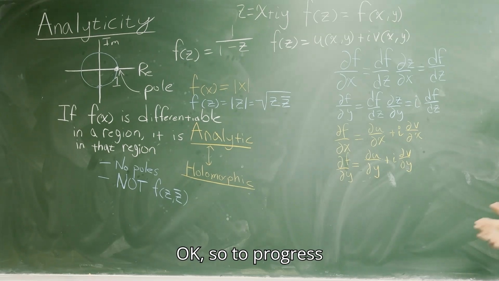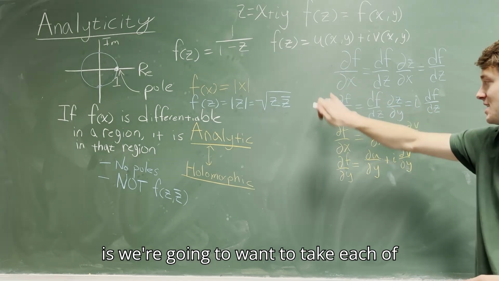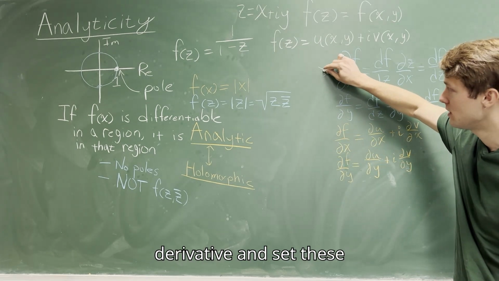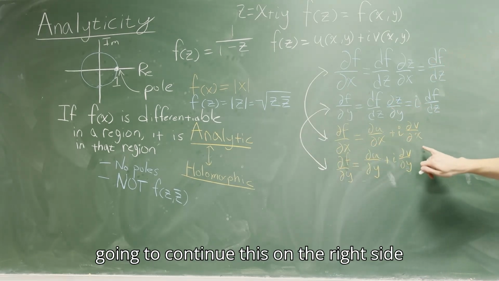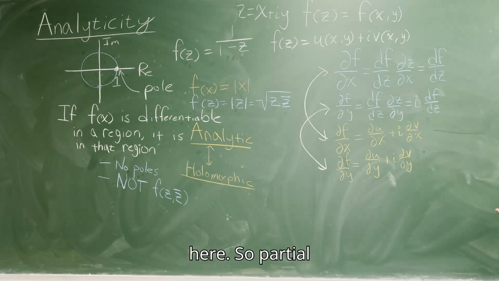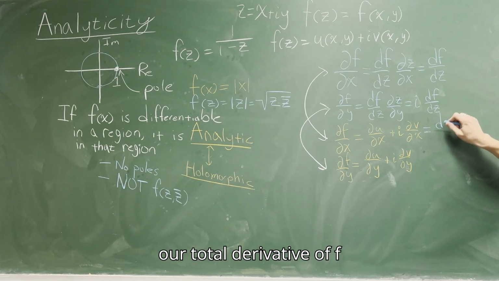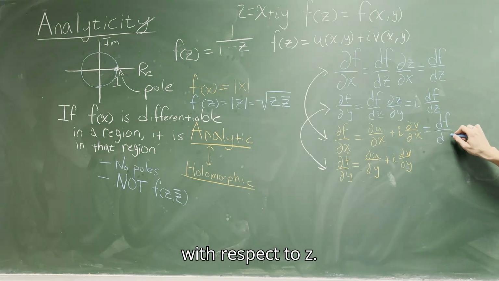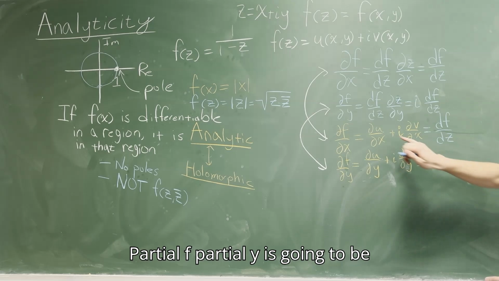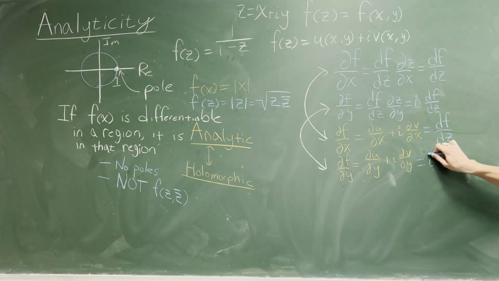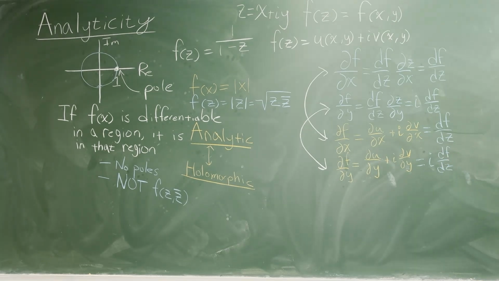Okay, so to progress further, we're going to want to take each of these ways of describing our partial derivative and set these equal to each other. And so I'm just going to continue this on the right side here. So partial f partial x is equal to our total derivative of f with respect to z. Partial f partial y is going to be equal to i times our total derivative with respect to z.